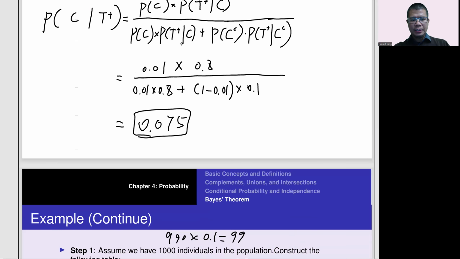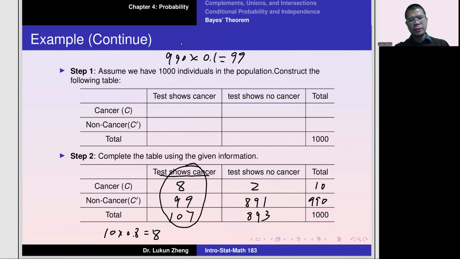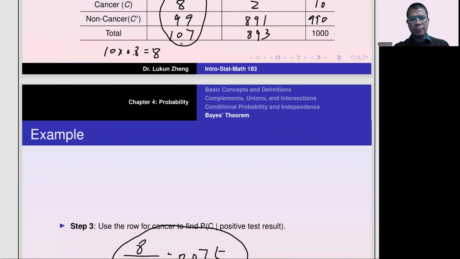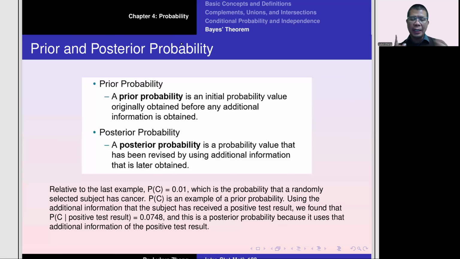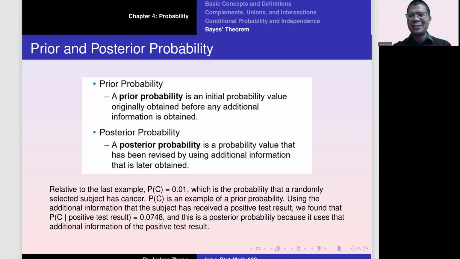Okay, so that's about Bayes' theorem. You can also use a table to solve this kind of problem. But anyway, that is Bayes' theorem in section 4.4. All right, so we're done with this one.